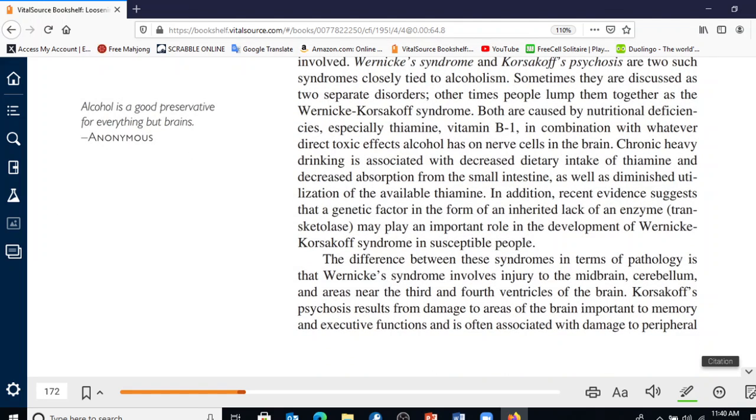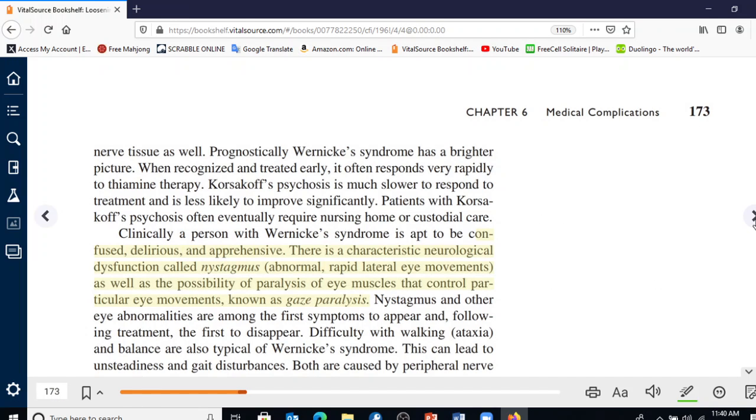Both of them involve memory and the ability to recall things. The difference between the two syndromes in terms of pathology is that Wernicke's syndrome is treatable, and it involves injury to the midbrain, the cerebellum, and areas near the third and fourth ventricles. Korsakoff's psychosis results from damage to areas of the brain important to memory and executive functions, the more sophisticated areas of the brain, and also peripheral nerve tissue. With Wernicke's syndrome, you'll have inability to recall things, difficulty focusing your eyes, slow eye movement, that kind of thing.